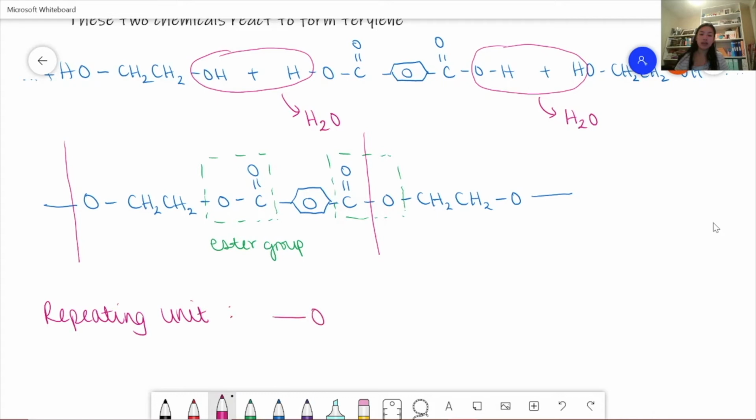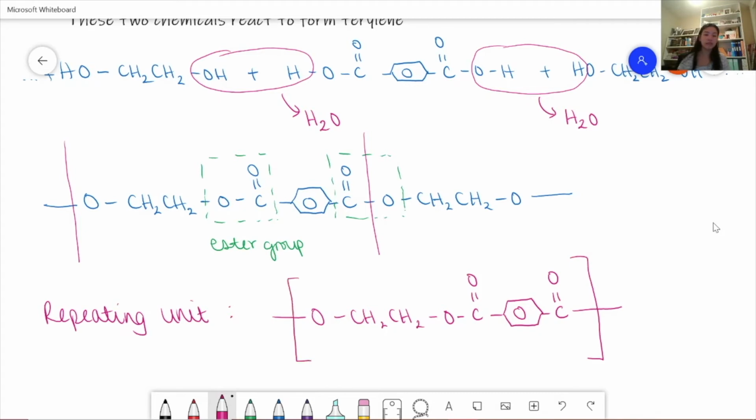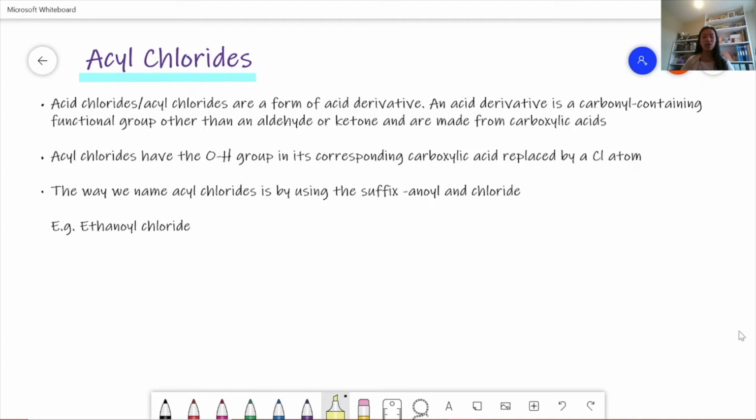is OCH2, CH2, O, C double bond O, and then a benzene, another carbon, and then a double bond O. And so this is our repeating unit for polyethylene terephthalate. So now we're going to talk about acyl chlorides.